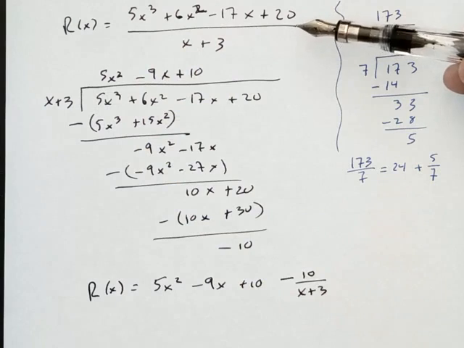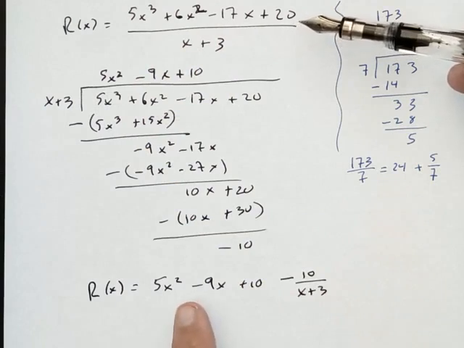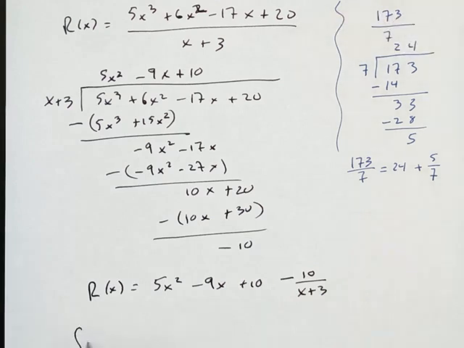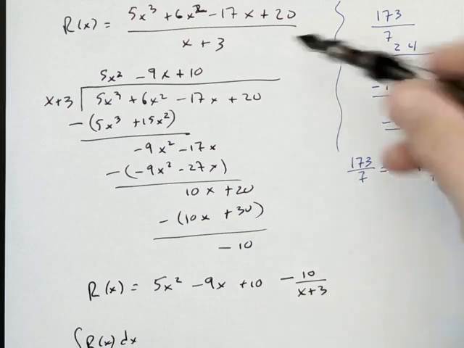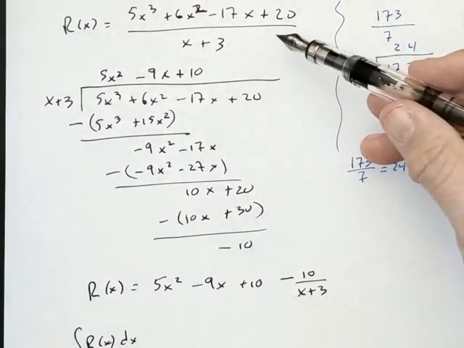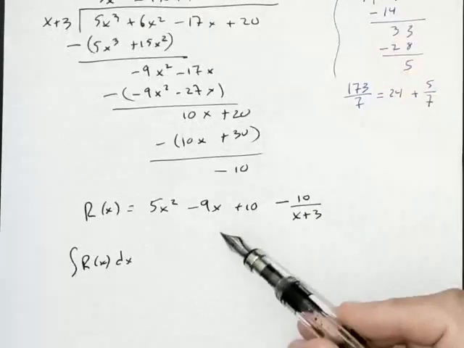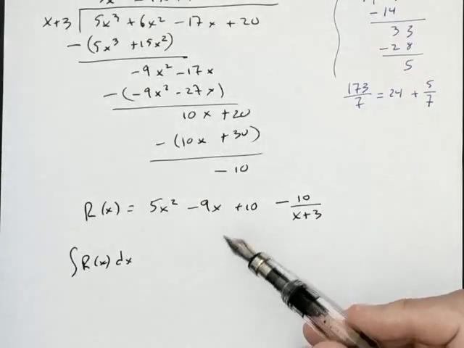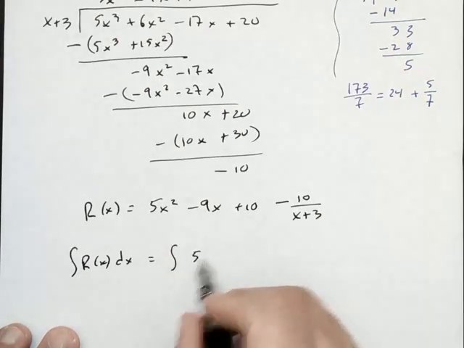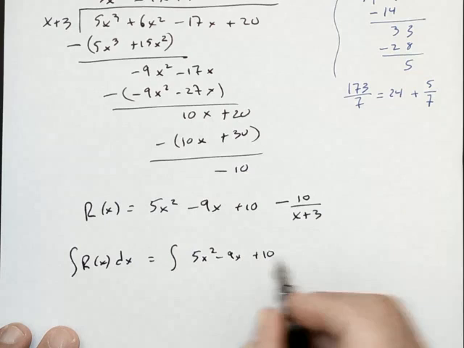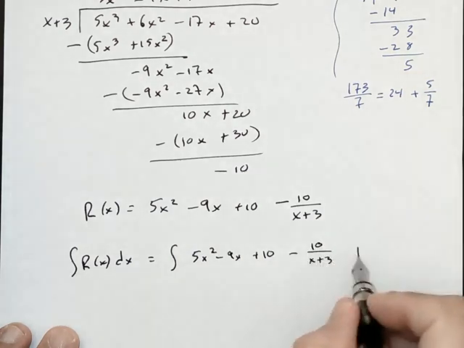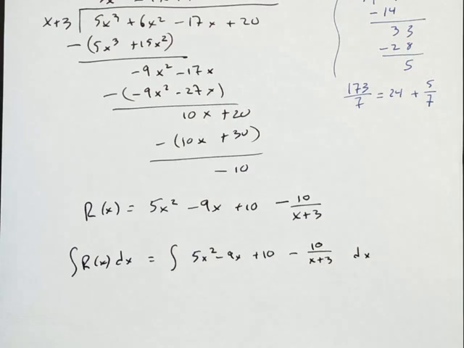I don't know how to integrate this. I do know how to integrate this. If I wanted the integral of r of x, putting this down there would suck. But doing the integral of this, that's actually not difficult at all. Three of those pieces are really easy. The only one that's a little bit difficult is the last one. What do I do on the last one? It would be 10 times the natural log of x plus 3.